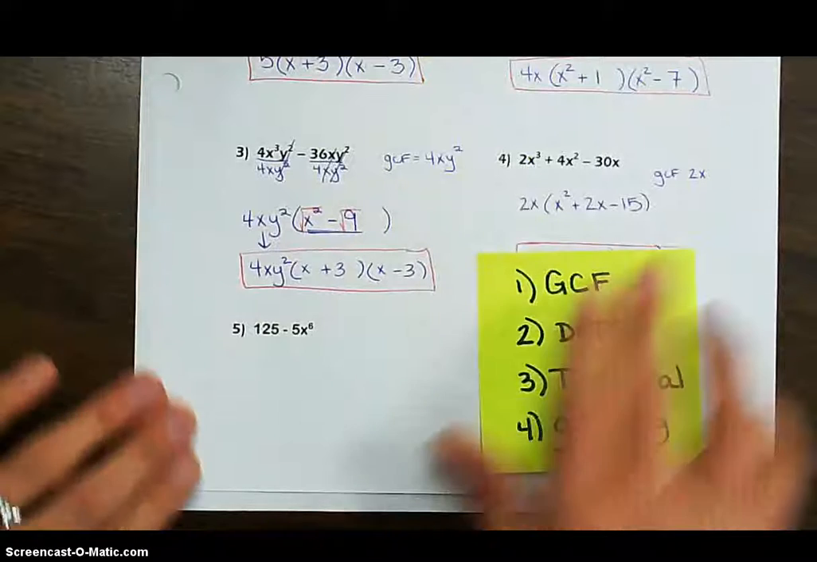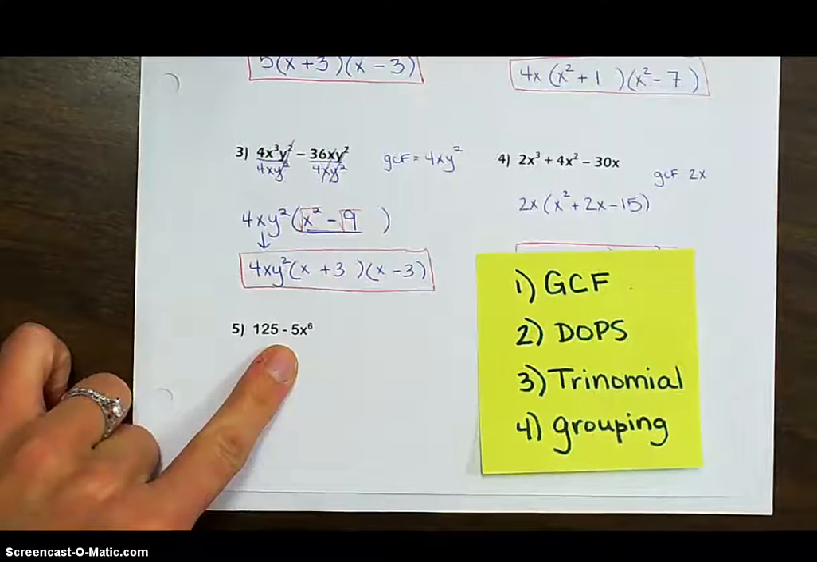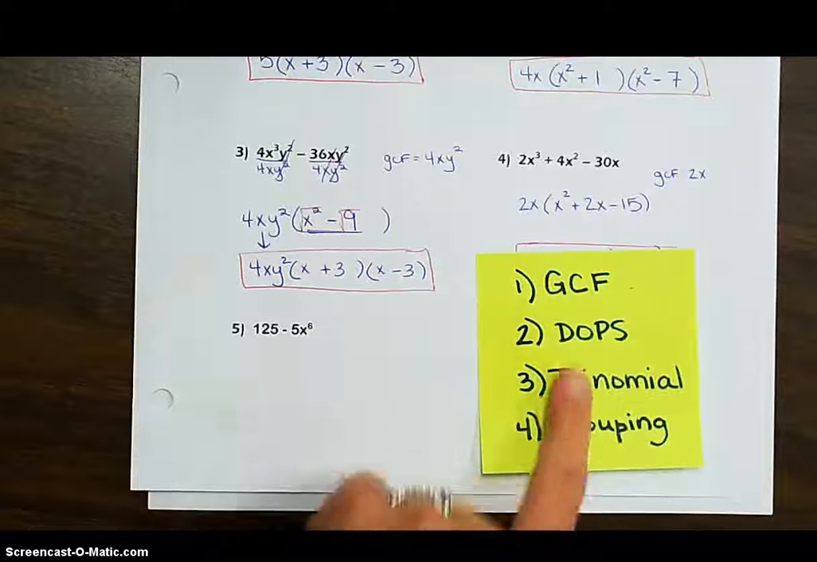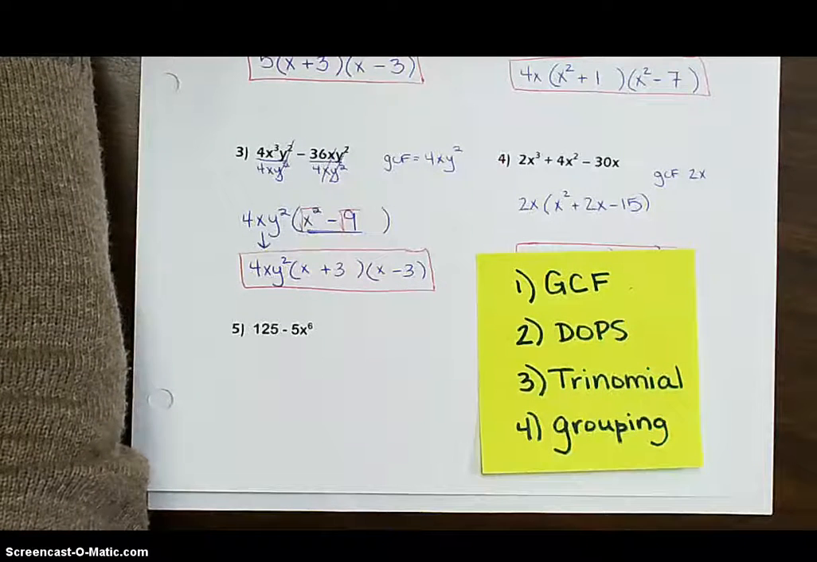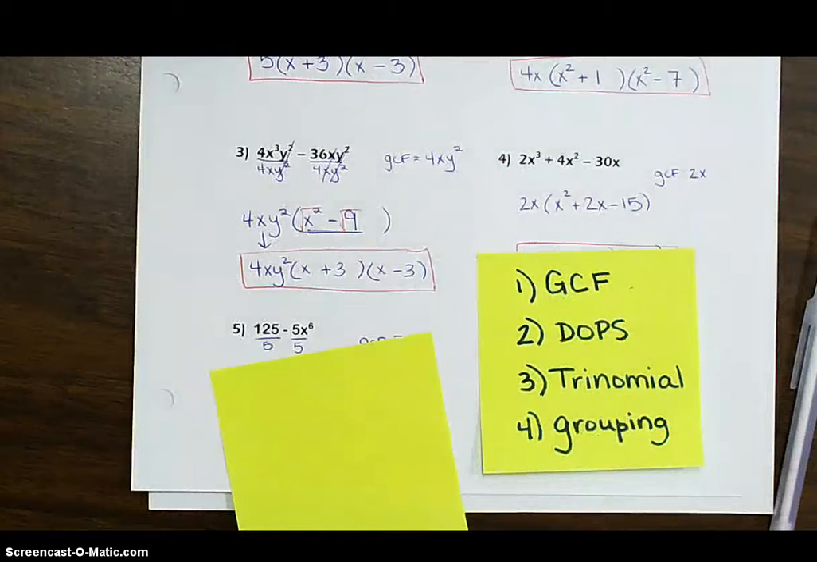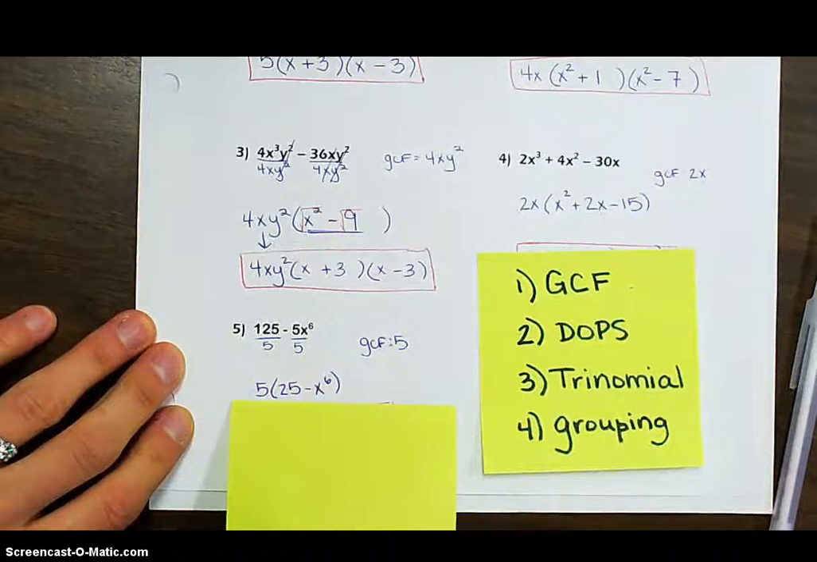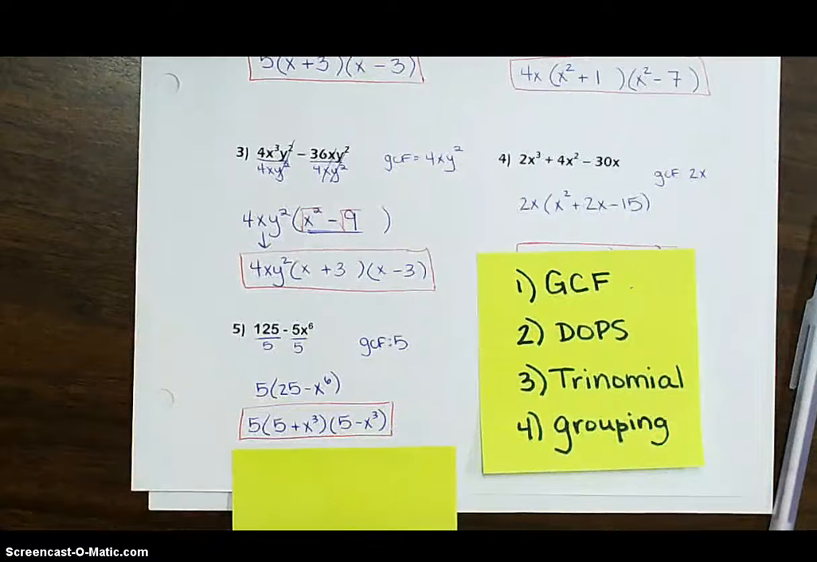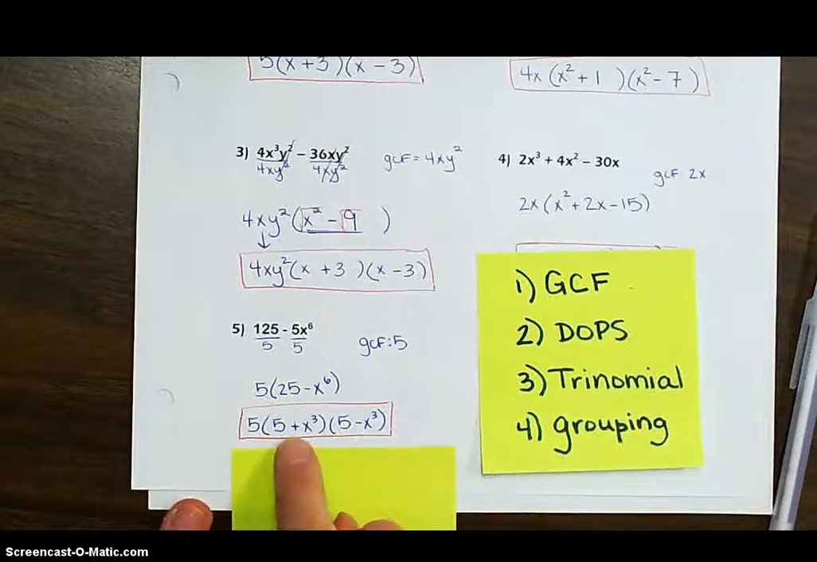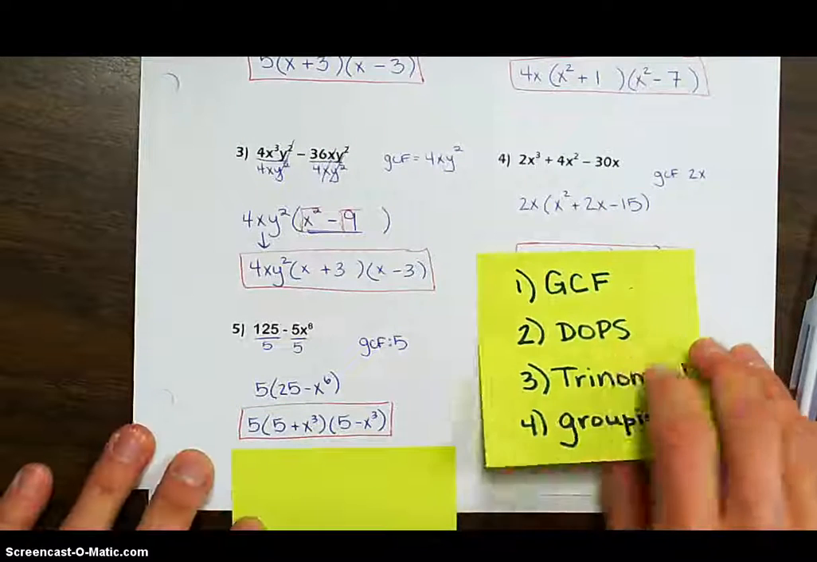So again, we are told to factor completely. So the first thing you have to do is factor using GCF, and then factor one more time. So go ahead, give it a try, and then input your solution. All right, let's go ahead and double check. So did you use a GCF of 5 and then difference of perfect squares? So you get 5 parentheses 5 plus x to the third, and then 5 minus x to the third.